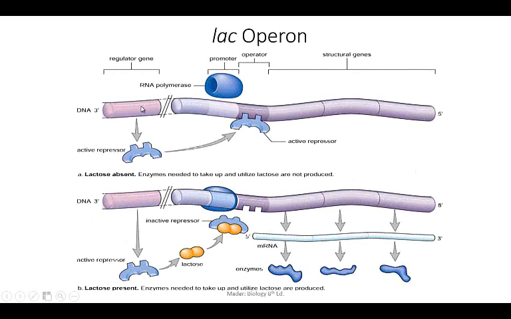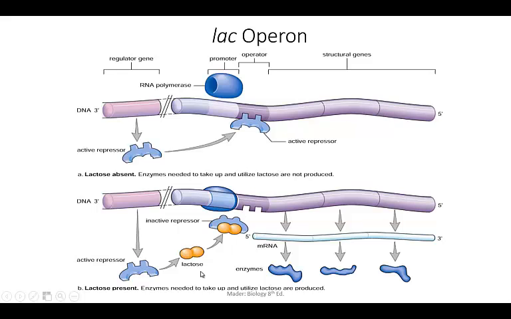So here's a schematic of this. Again, in the absence of lactose, there's an active repressor that's made. It will bind to the operator region. RNA polymerase may come to the promoter, it may bind the promoter, but it can't do any transcription of these downstream genes.